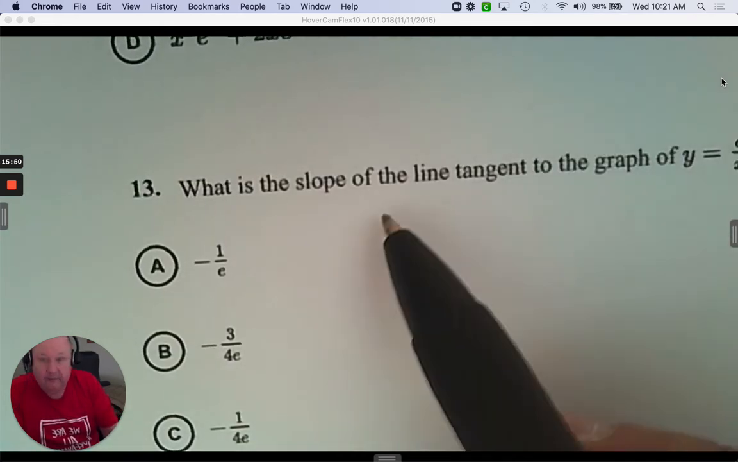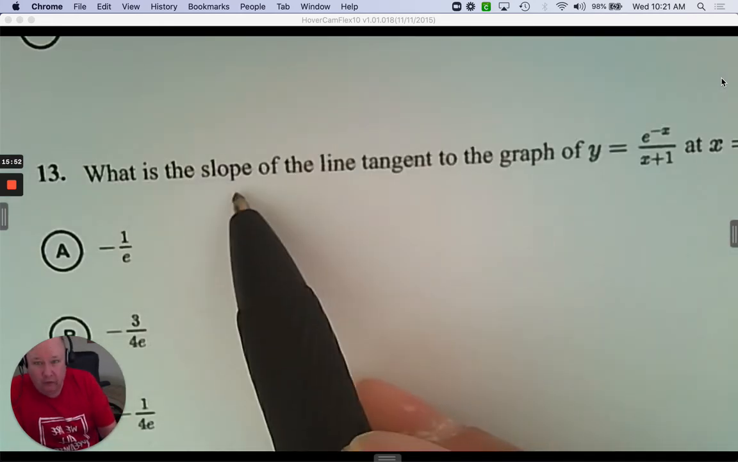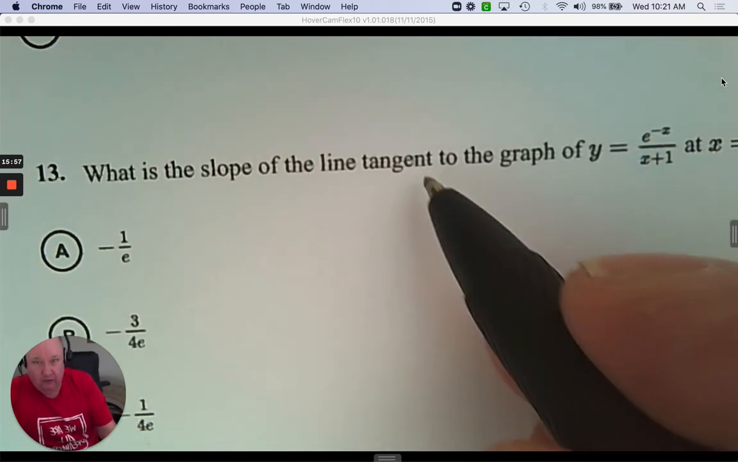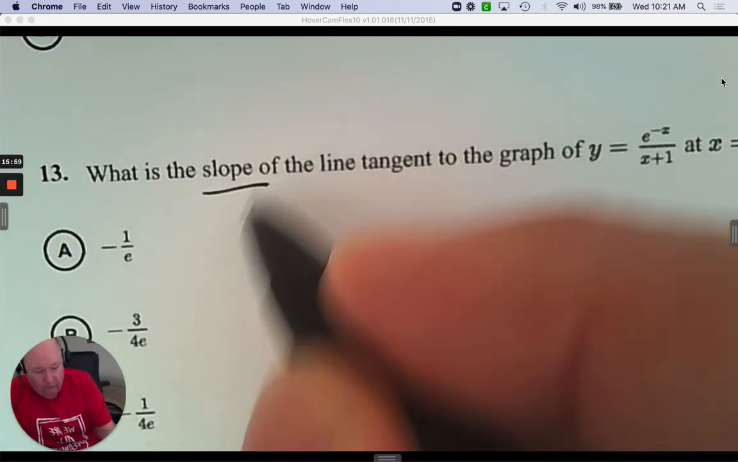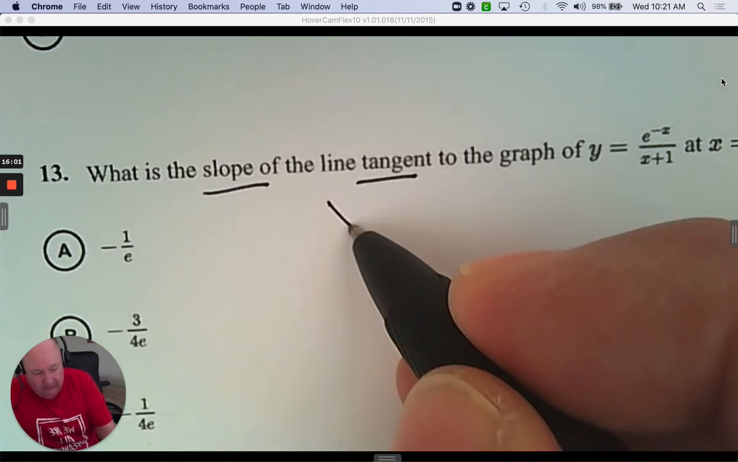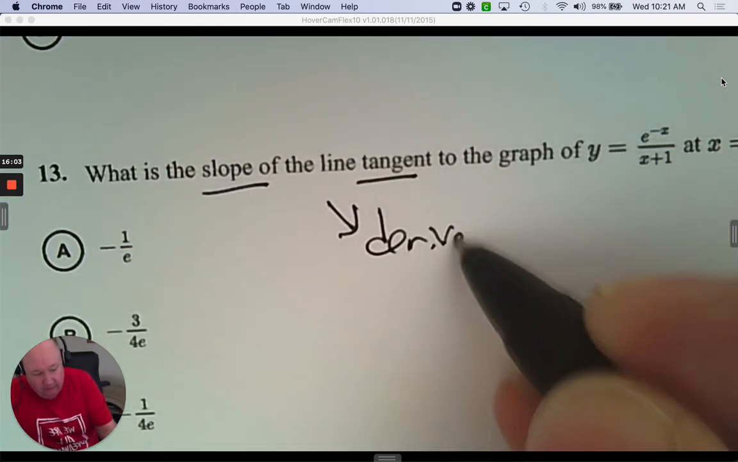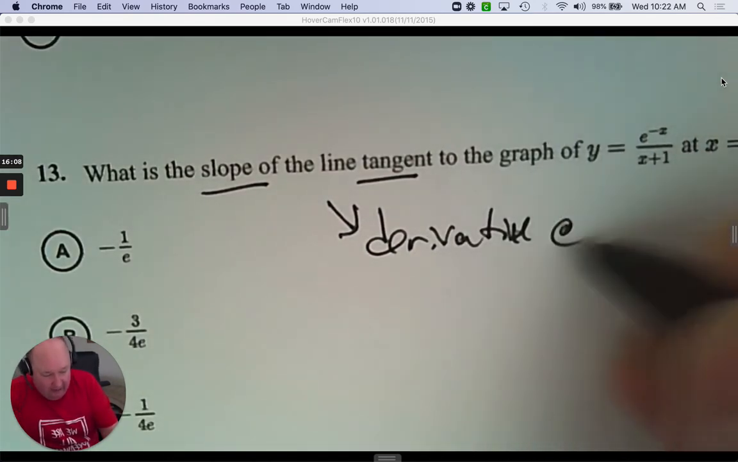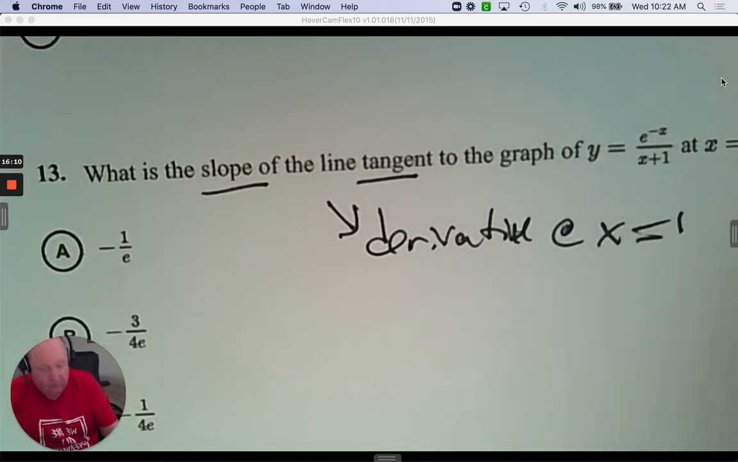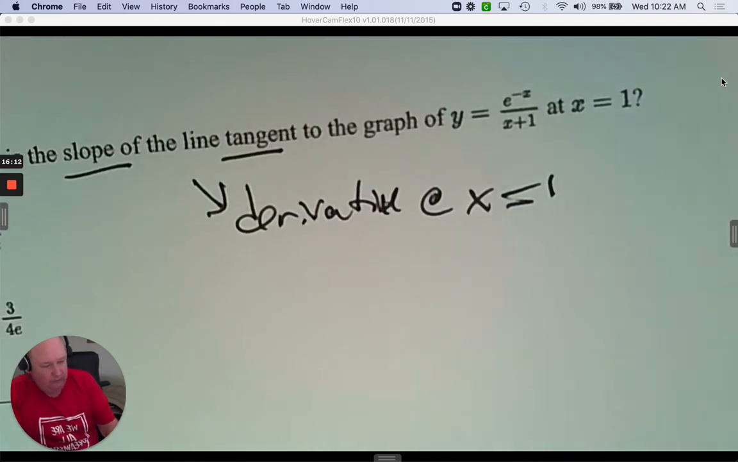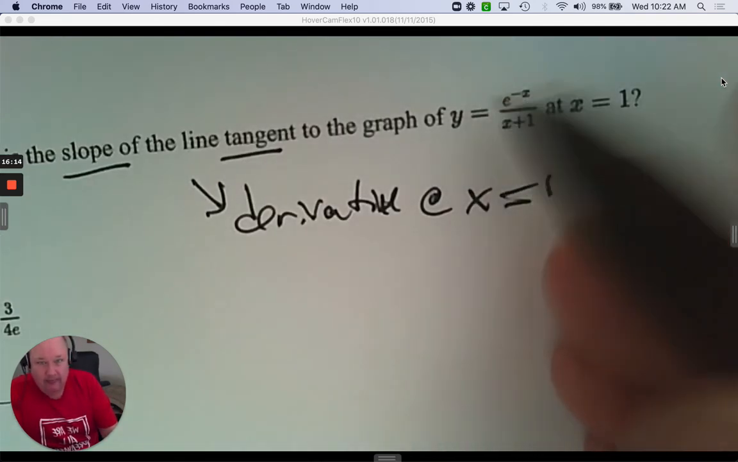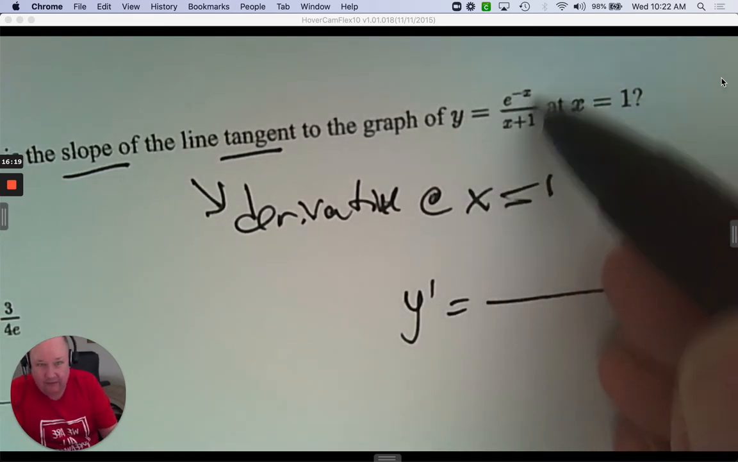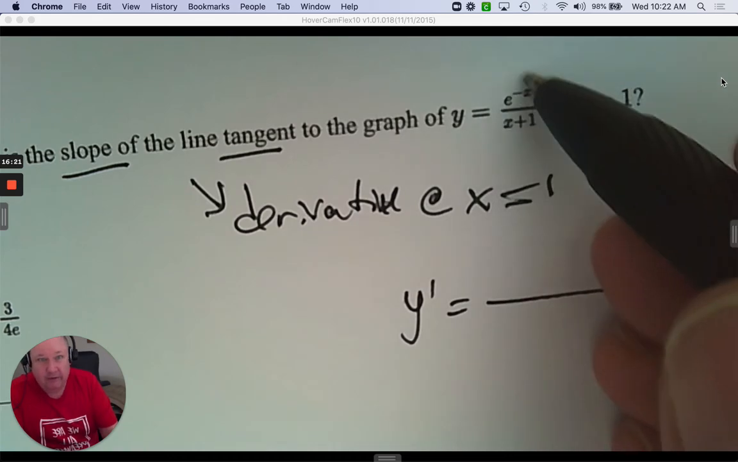Number 13, what is the slope of the tangent line? So they're not asking for the equation of a tangent line, but just the slope. So the slope of a tangent line is another way of saying the derivative. And at this point, we have a derivative at a point, which is at x equals 1. So in order to answer this, we need to take the derivative of e to the negative x over x plus 1. This is the quotient rule.